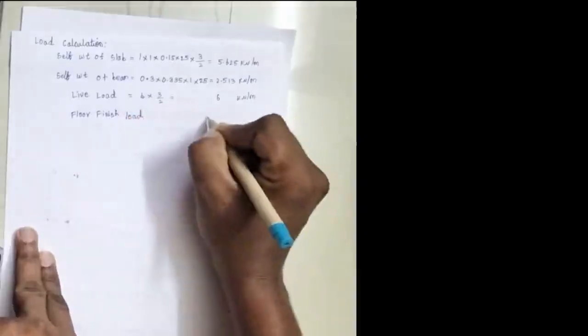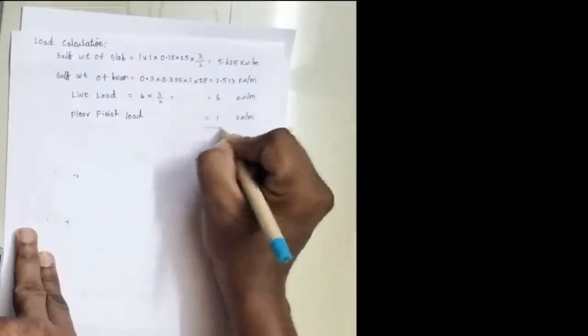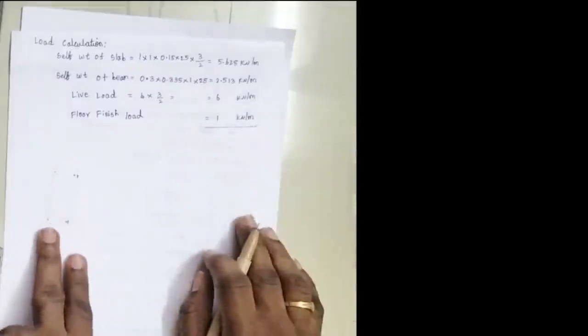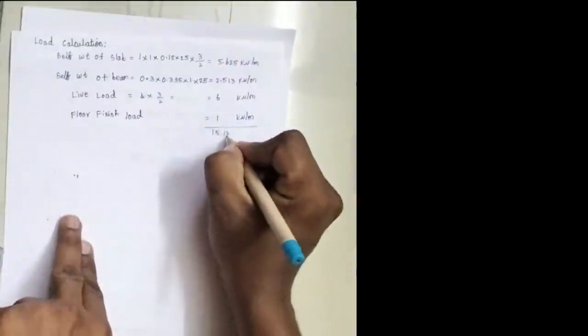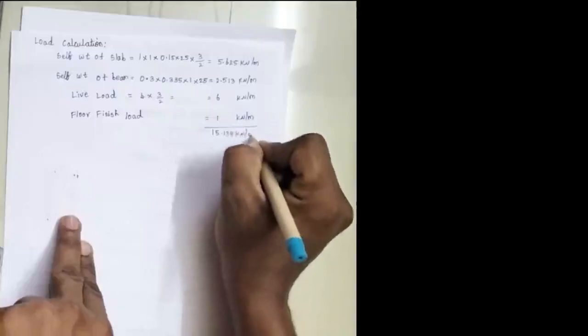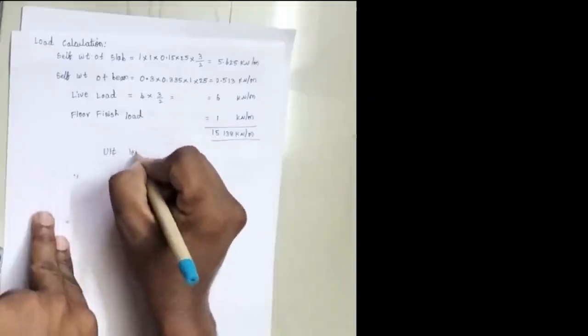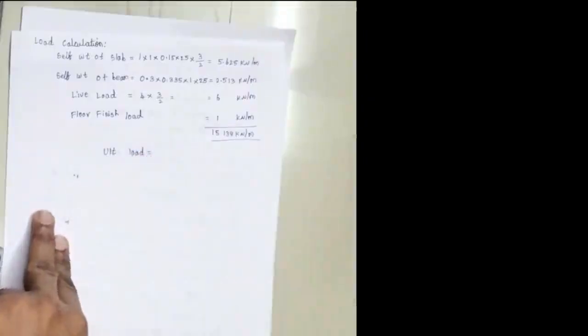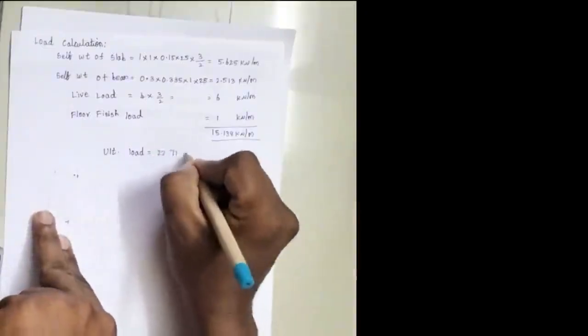Next I am going to consider the floor finish load. So floor finish load, as usual, since it is a beam, I am considering it as 1 kilonewton per meter. So the total load acting on my beam is 15.138 kilonewton per meter. So this is my working load. Next I need to calculate my ultimate load. So ultimate load, the value is 22.71 kilonewton per meter.